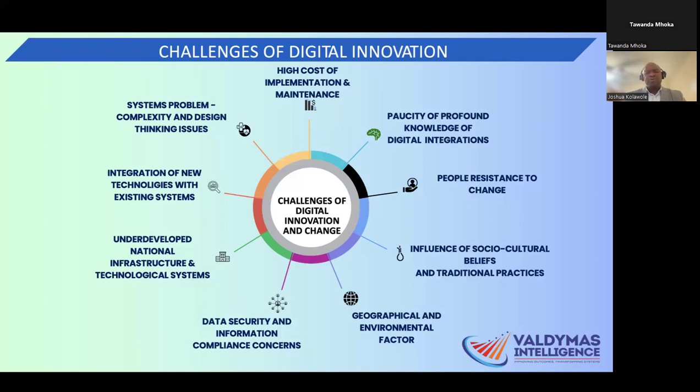When we talk about profound knowledge of digital integration, that is where we call in subject matter experts. We bring in subject matter experts in architectural integration of systems, architectural security for systems, and even subject matter experts in the business environment in which we're working.